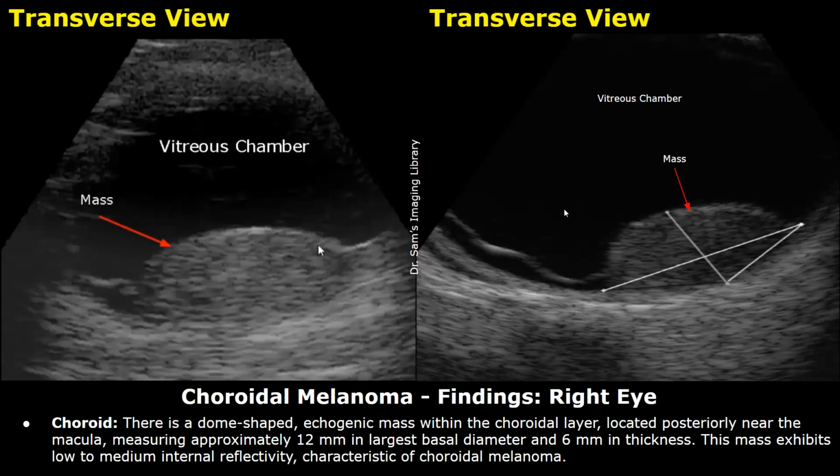In the choroid, there is a dome-shaped echogenic mass within the choroidal layer, located posteriorly near the macula, measuring approximately 12 mm in largest basal diameter and 6 mm in thickness. This mass exhibits low to medium internal reflectivity, characteristic of choroidal melanoma.